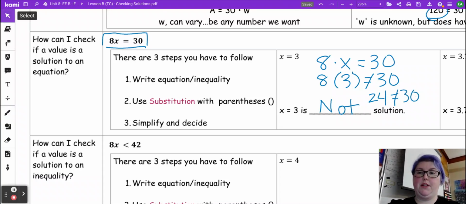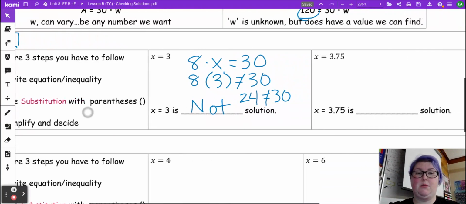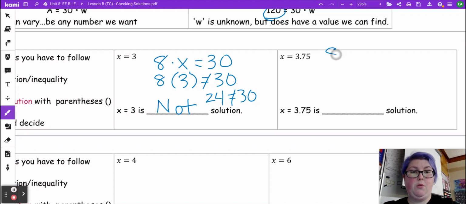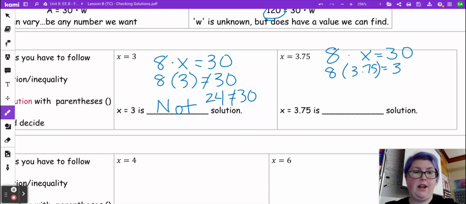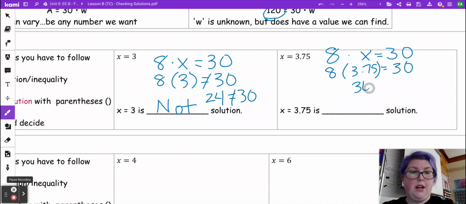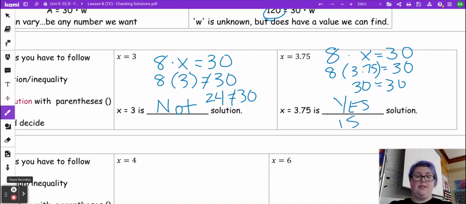All right, let's repeat the process. So we're still using 8x equals 30, but now is x equals 3.75 a solution? We will rewrite this as 8 times x equals 30, and then we will substitute 3.75 for x, and this becomes 30 equals 30. This is a solution. Yes, it is a solution. 3.75 is the solution to 8x equals 30.